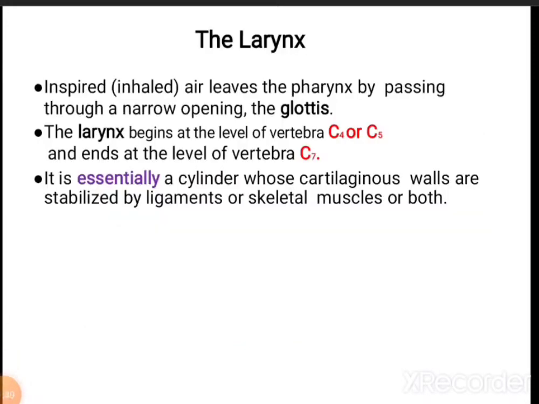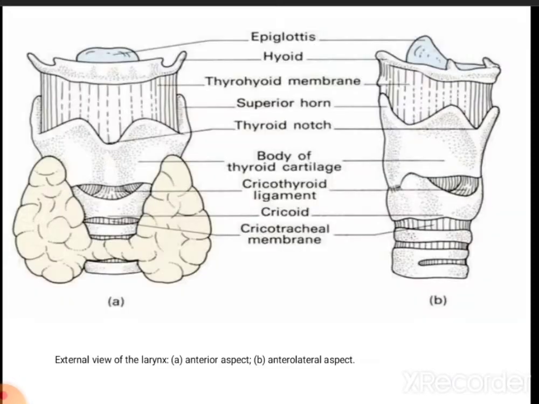Then the inhaled air leaves the pharynx by passing through the narrow opening, the glottis. The larynx begins at the level of C4 or C5 vertebrae and ends at the level of C7 vertebrae. It is essentially a cylindrical structure whose cartilaginous walls are stabilized by ligaments or skeletal muscles or both. So this is the larynx.